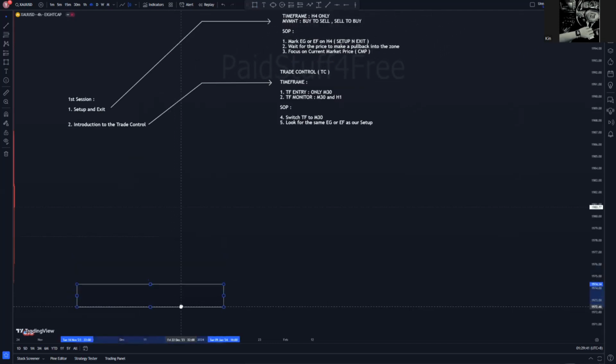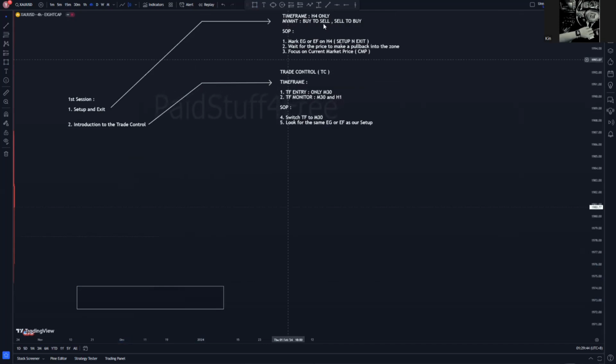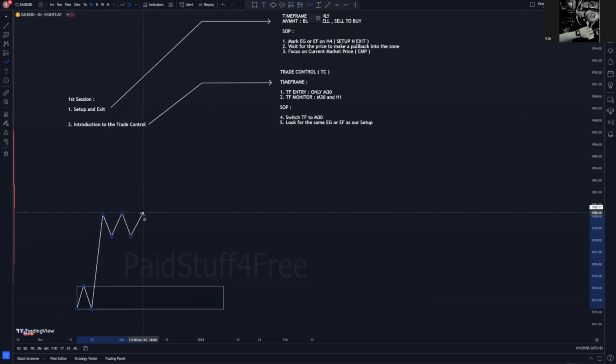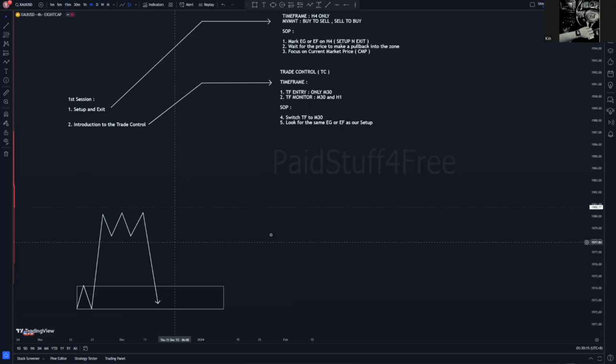For example, you have a buy zone of H4 somewhere around here. When the price makes a pullback and gets into the zone, and after we focus on the current market price, the next step is to switch, or change, the time frame from H4 to M30.